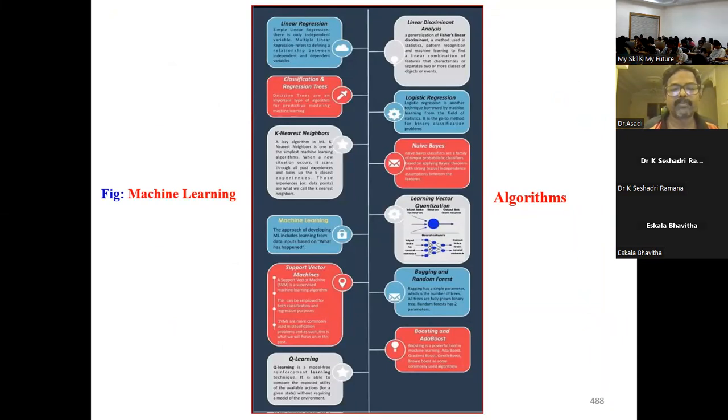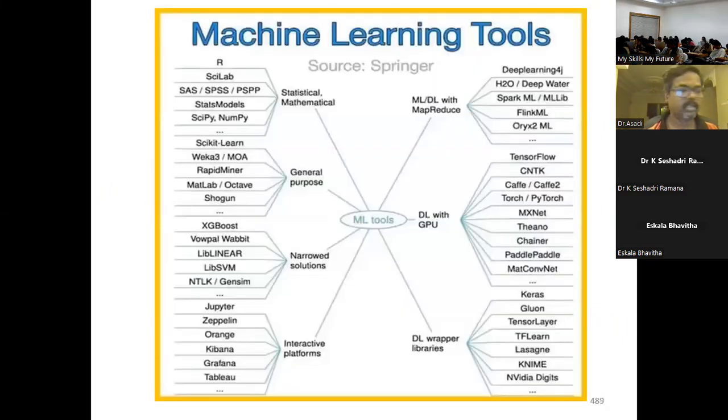These are different types of algorithms, and these are the machine learning algorithms we are using. For statistical and mathematical methods, we are using various tools: R, Scilab, SAS, SPSS, PSPP, statsmodels, SciPy, NumPy. For machine learning tools, general purpose, we are using scikit-learn, Weka, RapidMiner, MATLAB, Octave, Shogun.